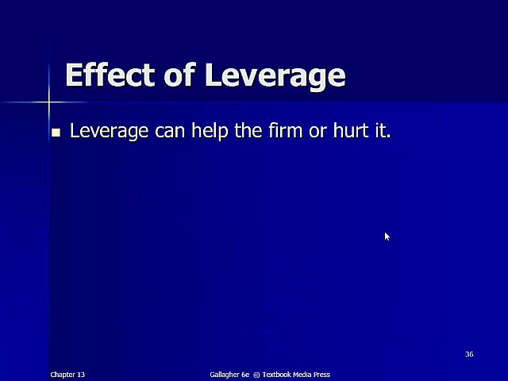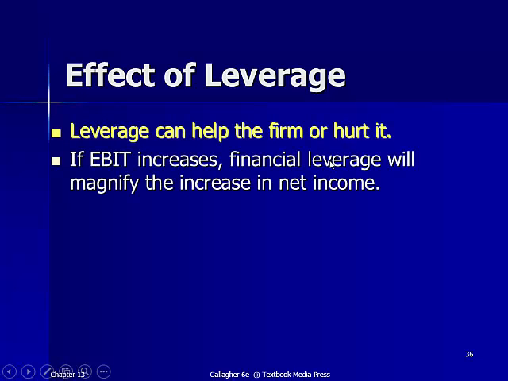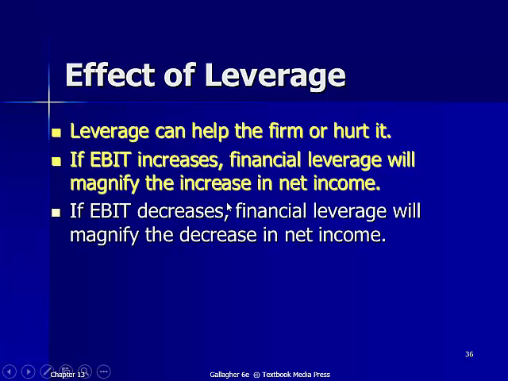So I want to emphasize that leverage can help a firm when sales are going up. Leveraging those upward movements is a good thing. When sales are going down, leveraging those downward movements is a bad thing. And so we have the leverage effect here, and we can see how the changes in operating income, EBIT, affect the net income of the firm.